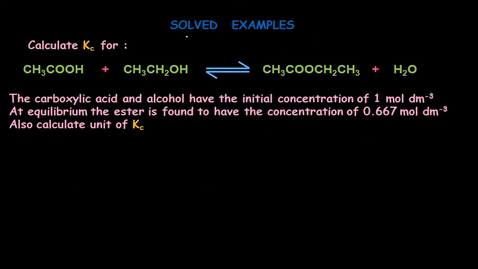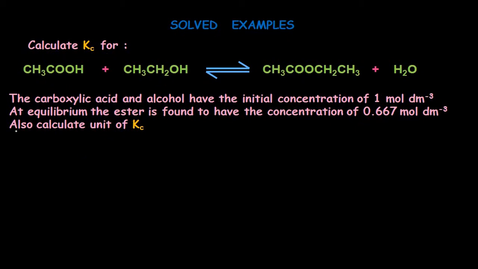Now let's see one of the solved examples for Kc. Here the question says calculate the Kc for a given reaction where ethanoic acid and ethanol are reacting to form ethyl ethanoate, an ester, and water. Now the carboxylic acid and alcohol have the initial concentration of 1 mole per dm cube. At equilibrium, the ester is found to have the concentration of 0.667 moles per dm cube, and calculate the units of Kc also along with the value of Kc. So let's work out the value of Kc first.